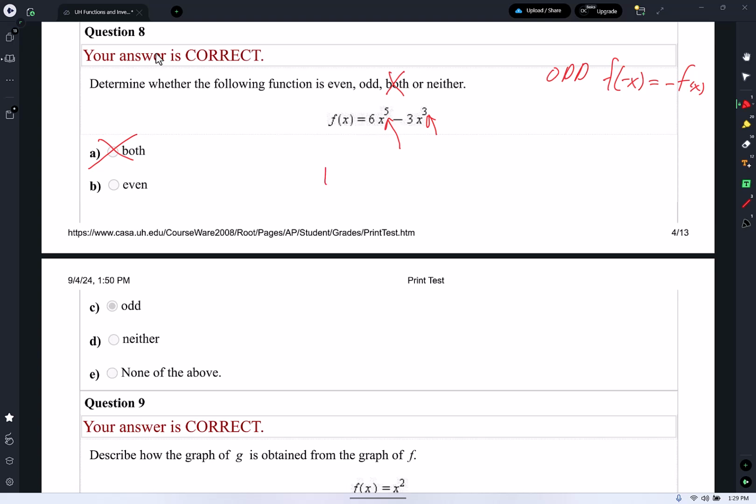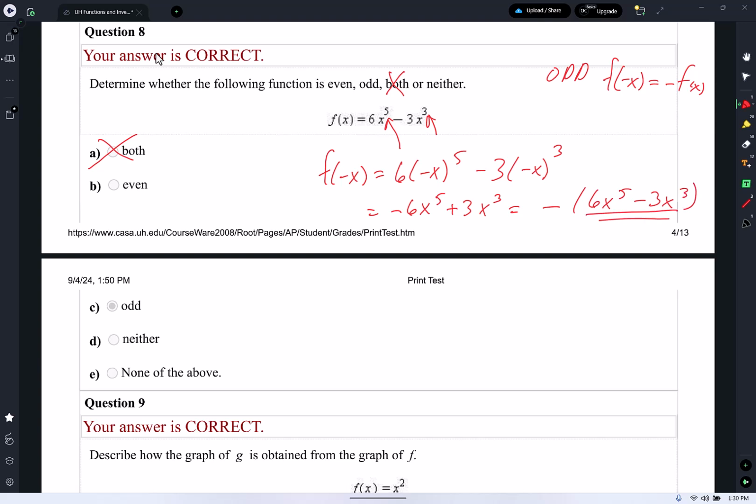So I'm going to insert negative x. f of negative x equals 6 parentheses negative x to the fifth minus 3 parentheses negative x to the third. And look what happens. Negative x to the fifth, negative times the negative times the negative times the negative times the negative is going to be a negative. So it's going to be negative 6x to the fifth. And then negative x to the third, negative times the negative times the negative is going to be a negative. Negative times the negative is a positive. And then if I factor out a negative, 6x to the fifth minus 3x cubed. OMG, this is f of x. See?